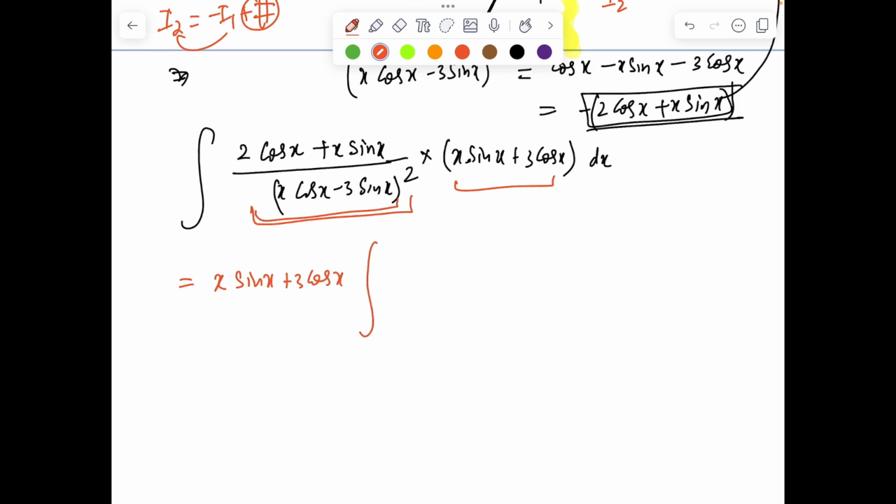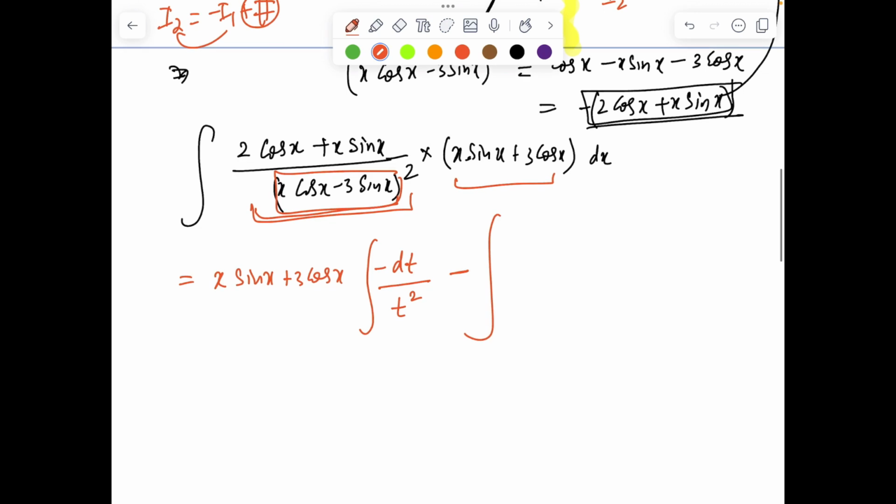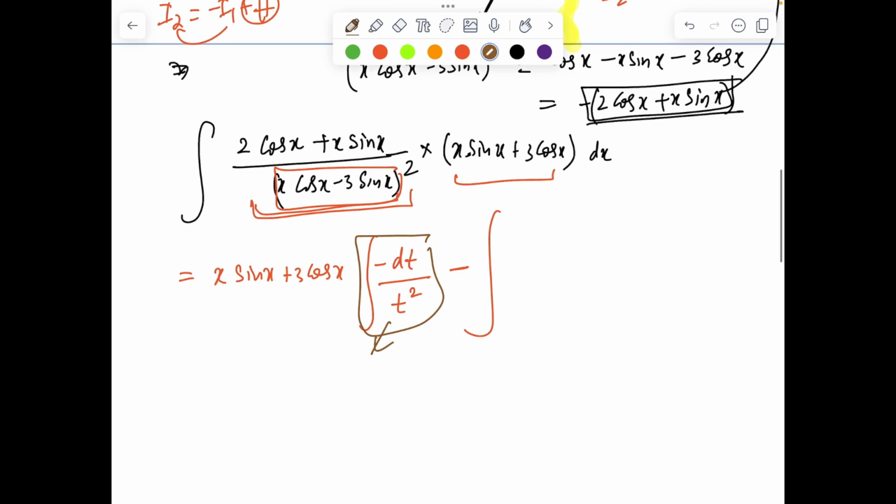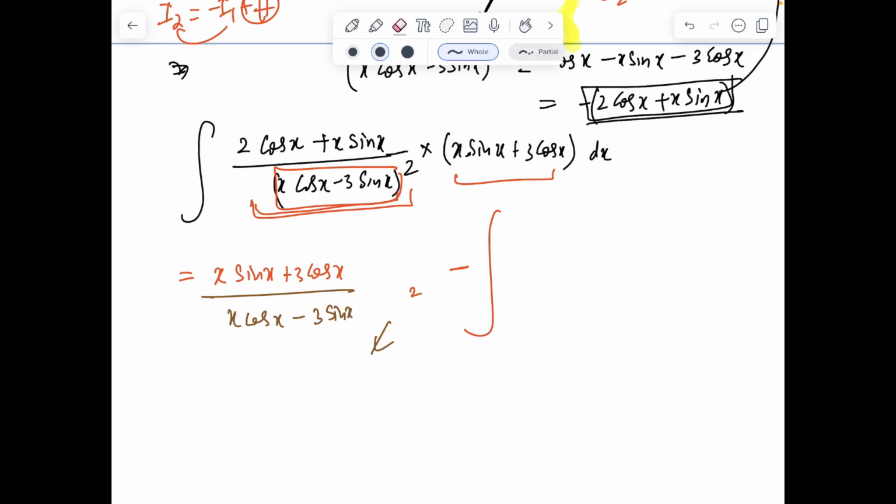So clearly if I'm calling this down stuff as t, this is t square, so above is going to be minus dt, right? And then minus times of this integration, and that integration is nothing but simply 1 by t. So this amounts to 1 by x cos x minus 3 sin x, this quantity. So here only I'm writing, so we will get this divided by x cos x minus 3 sin x. Now what about the remaining part? So this part simply goes away, right?